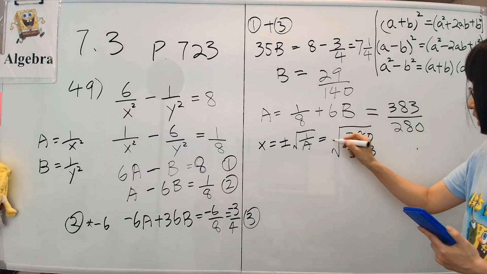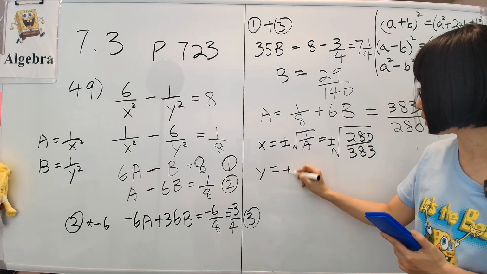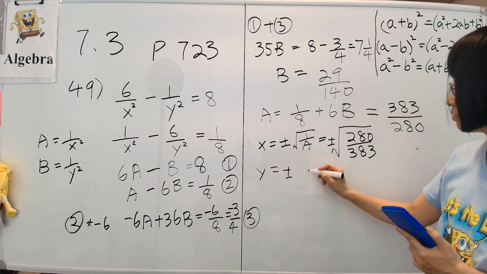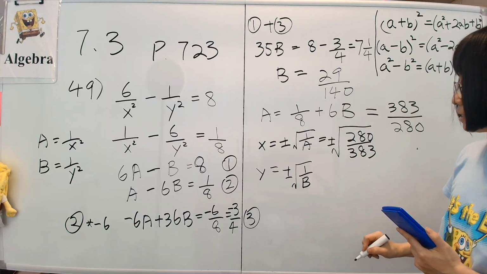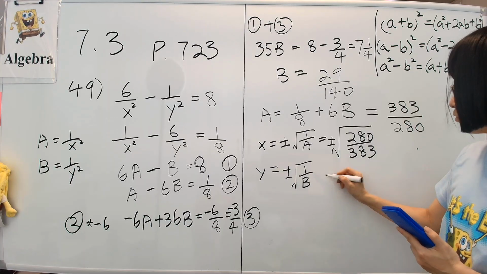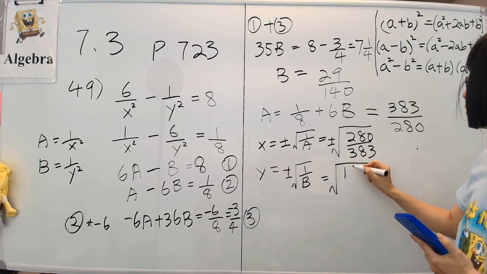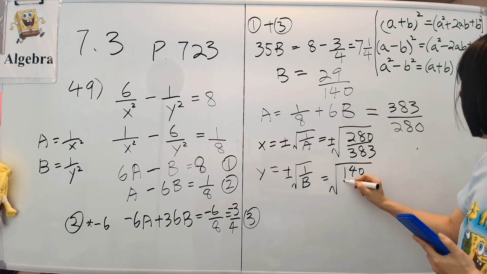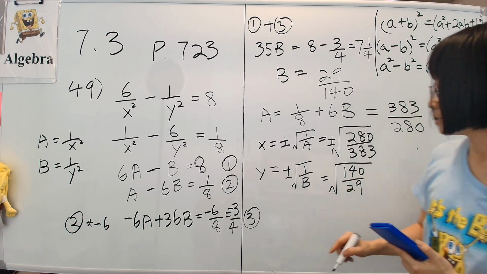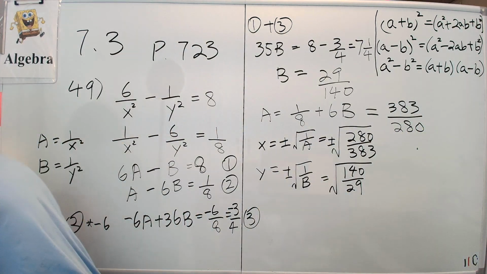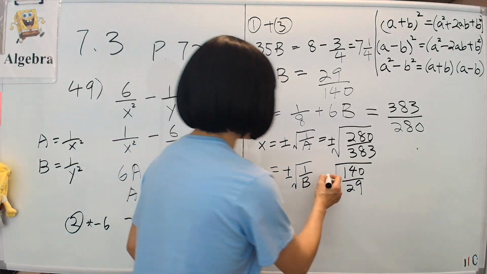That's what that is, okay? So that's x. And then y will be equal to plus or minus the square root of b, 1 over the square root of b, and that would be equal to the square root of, flip that around, 140 divided by 29. All right, so that means 8. We have the solution then has 4 points, plus or minus, okay?